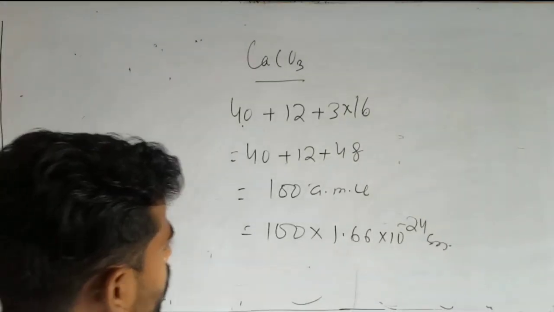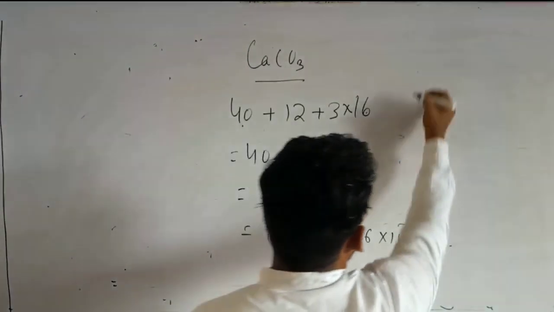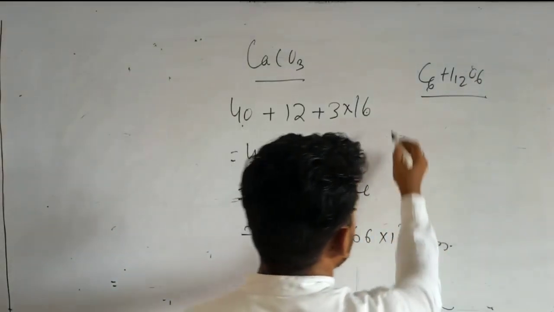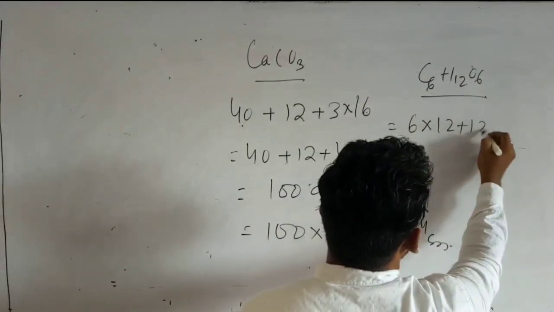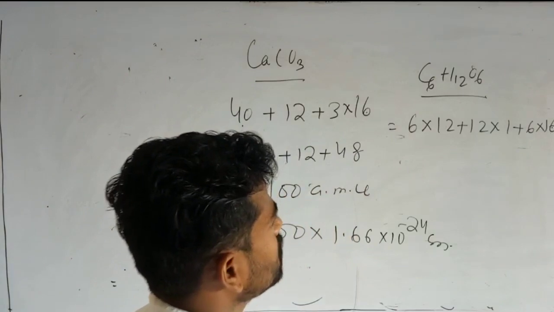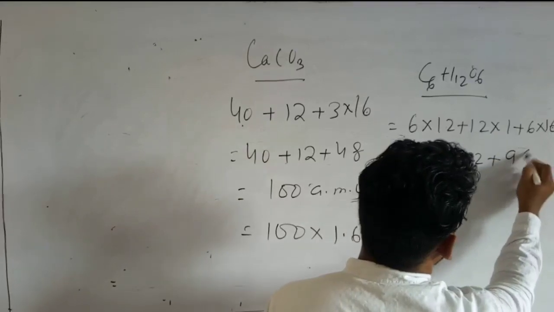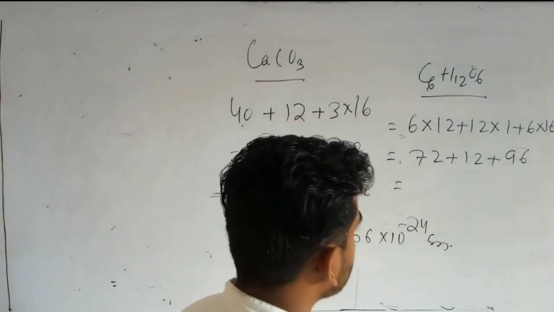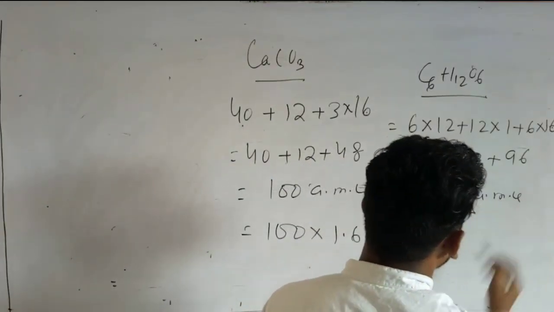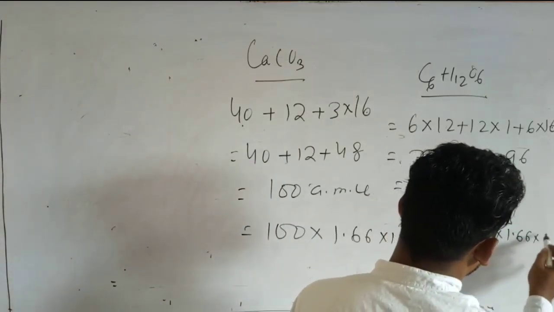Okay, so next it is a task for you. You just calculate the molecular mass of glucose, C6H12O6. So 6 into 12 plus 12 into 1 plus 6 into 16. That will be 72 plus 12 plus 96, which is 180 AMU.